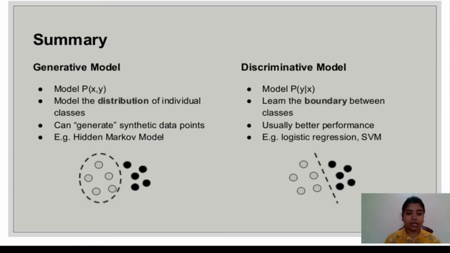A generative model can generate synthetic data points, and a discriminative model is usually better in performance. Examples of generative models are the hidden Markov model. Again, in discriminative models, examples are logistic regression and SVM. So we are done with the generative model and discriminative model.